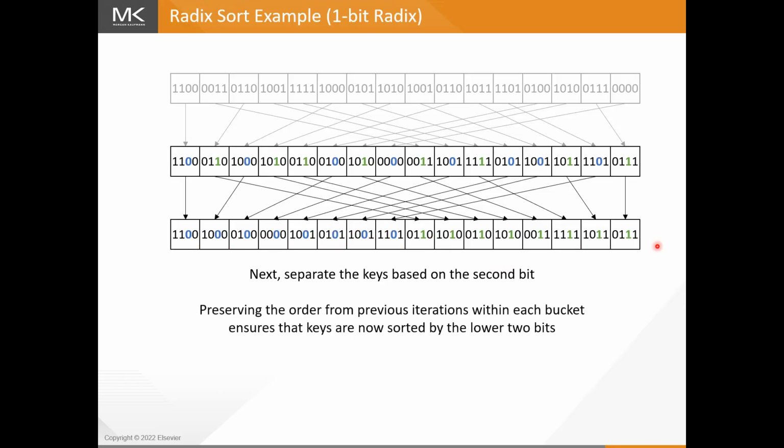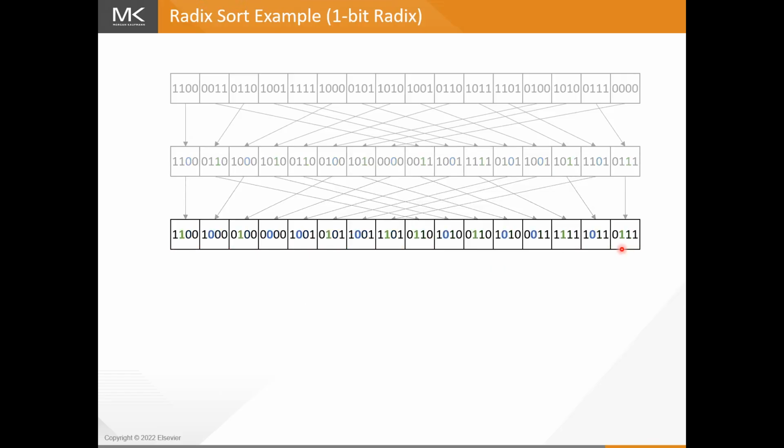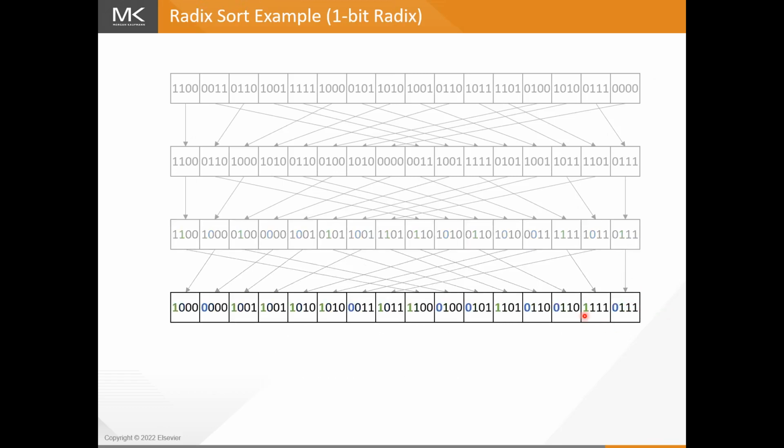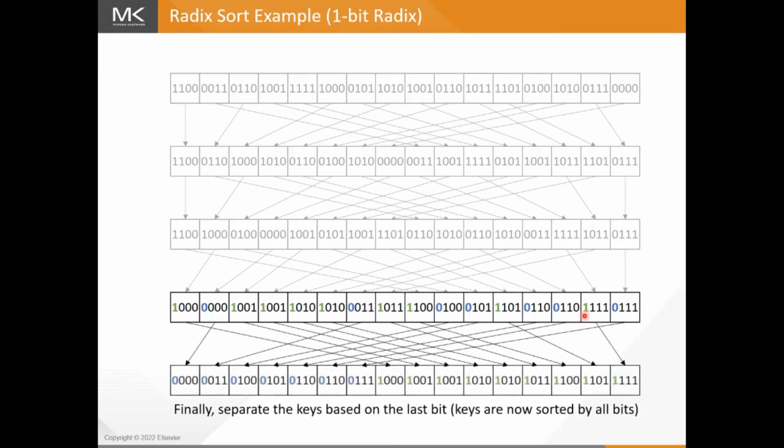Next, I will move on and look at the third bit, and I will partition based on the third bit. Now my elements are sorted by the lower 3 bits. And then finally, I will look at the most significant bit and partition based on the most significant bit. And once I partition based on the most significant bit, now my entire array is sorted.